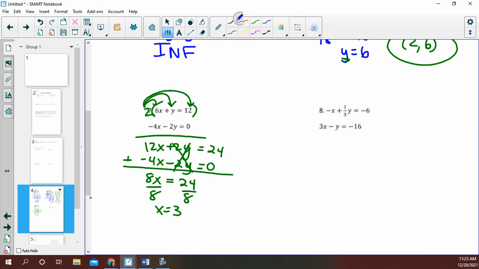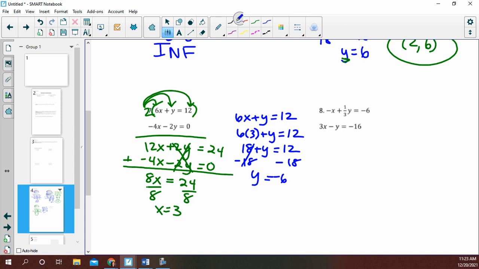I'm going to go into my top equation because there's less negatives. I have my x value, so I'm replacing my x up there. 6 times 3 is then 18. Subtract my 18. To get, that says negative 6, so then I get 3 comma negative 6. So if I graphed them, it would cross at 3, negative 6.